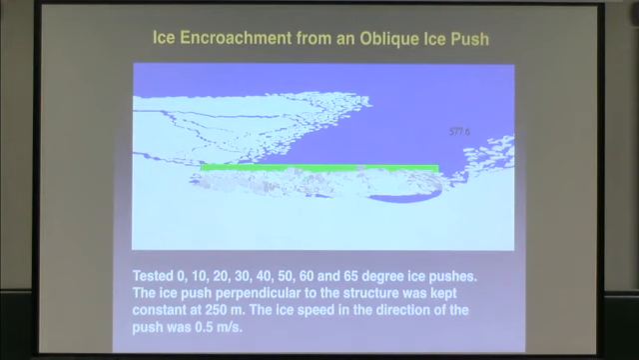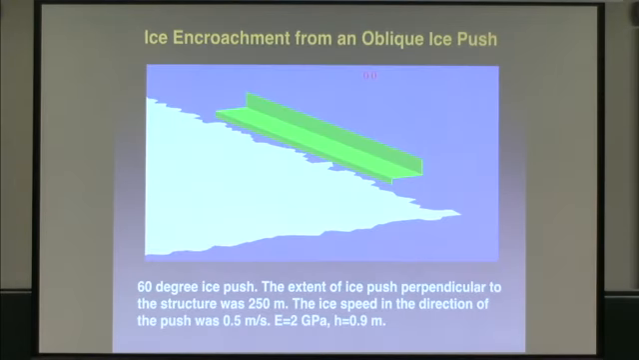We can do a lot of things with a 3D model we couldn't do with a 2D model. One of them is we can model an oblique push. This is the end of a simulation at a 60 degree angle. We looked at 0, 10, 20, up to 65 degree angle pushes. We kept the amount of ice pushed in the direction perpendicular to the structure constant, so the same amount of ice is going into the structure in each case. The ice speed in the direction of the push was 0.5 meters per second.